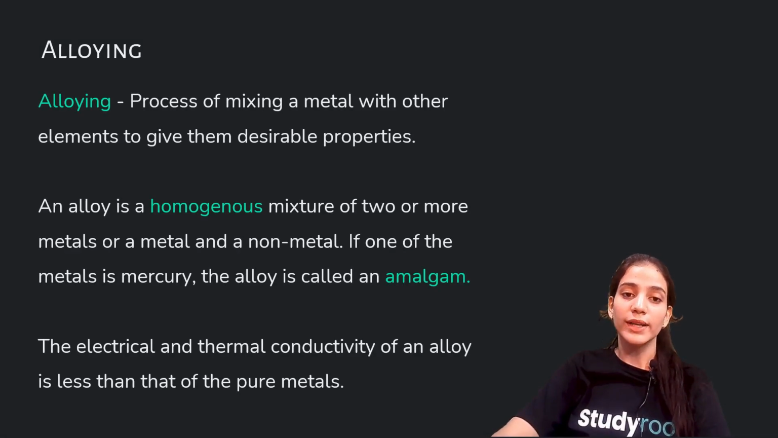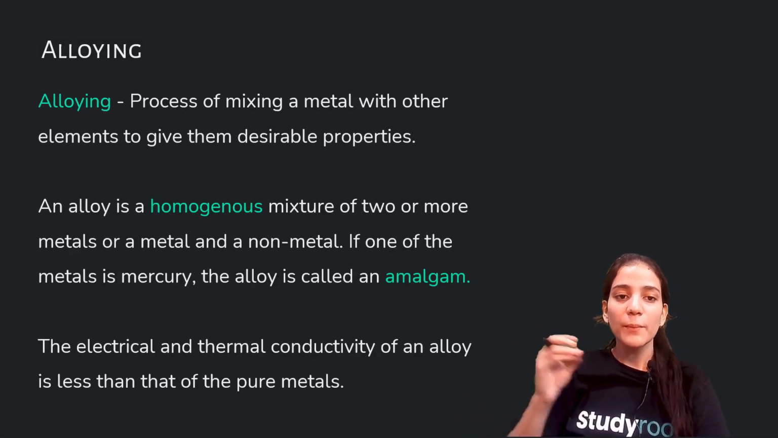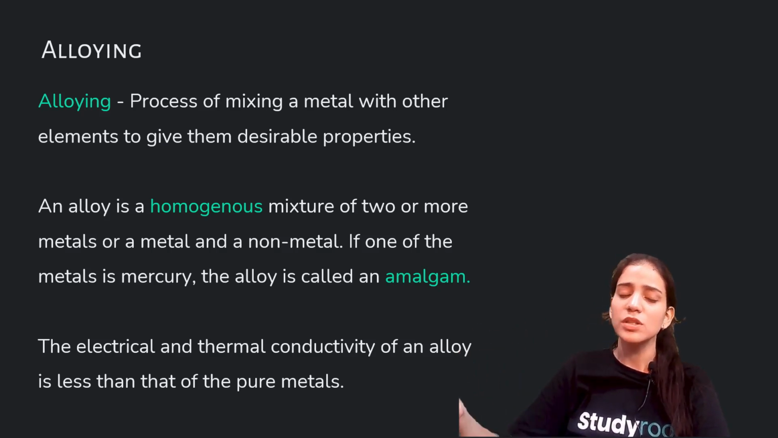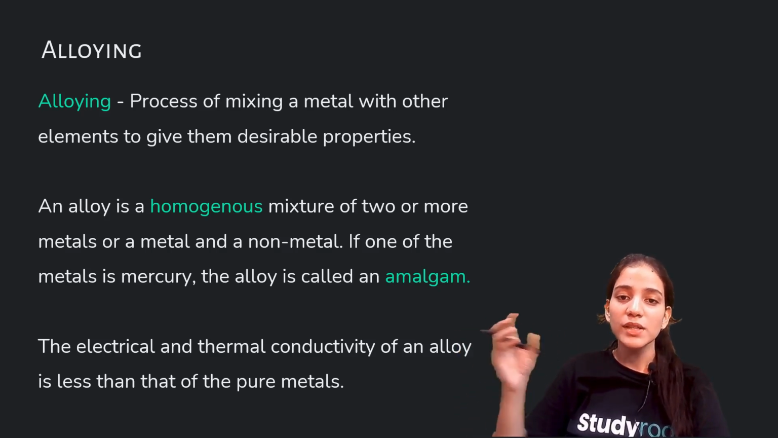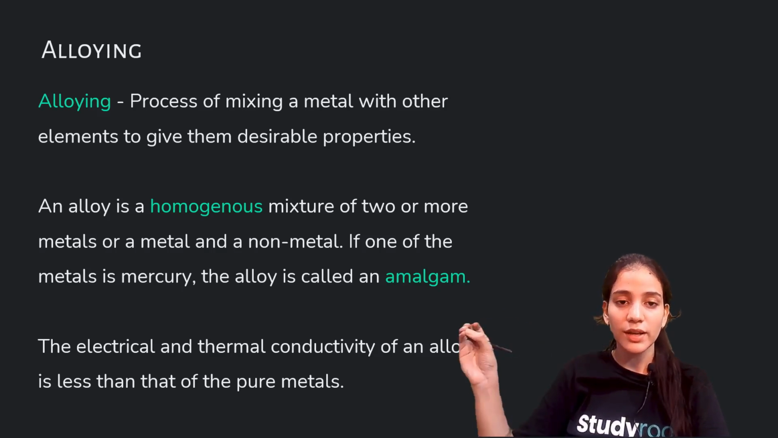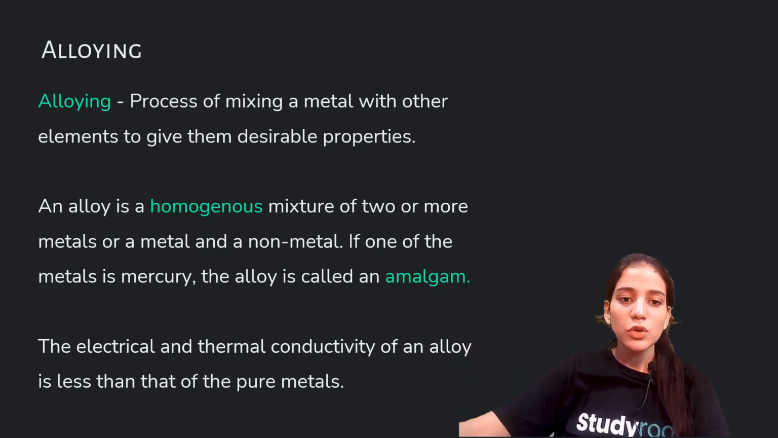Now, what is alloying? It is the process of mixing a metal with other elements to give them the desirable properties. Sometimes we want some desirable properties in certain elements, so we mix some metals with other elements to get them. So this is a perfect definition of an alloy.